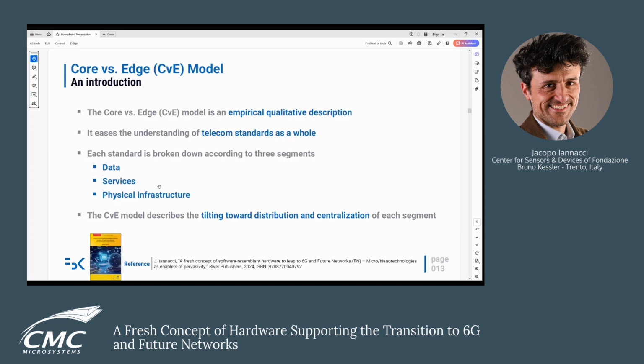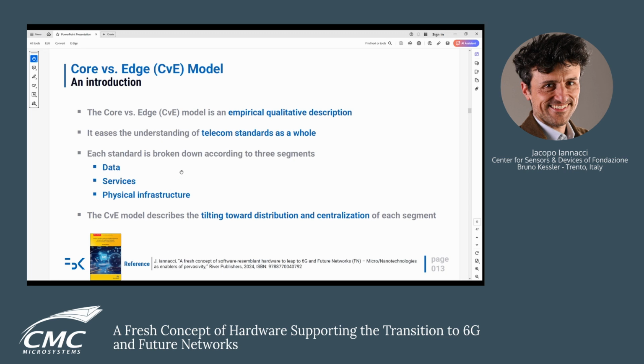Okay, now I start to review some conceptual tools which will hopefully help in stepping from the very large picture of 6G at the application level to micro and nanotechnology, and to craft a role for such technologies within so complicated and high-level a scenario. The first one is described in the book that I mentioned before, and is named the core versus edge model. This is basically an empirical description which somehow wants to stress the way the telecom standards evolve from 1G to the current 5G and how they are expected to evolve in the future.